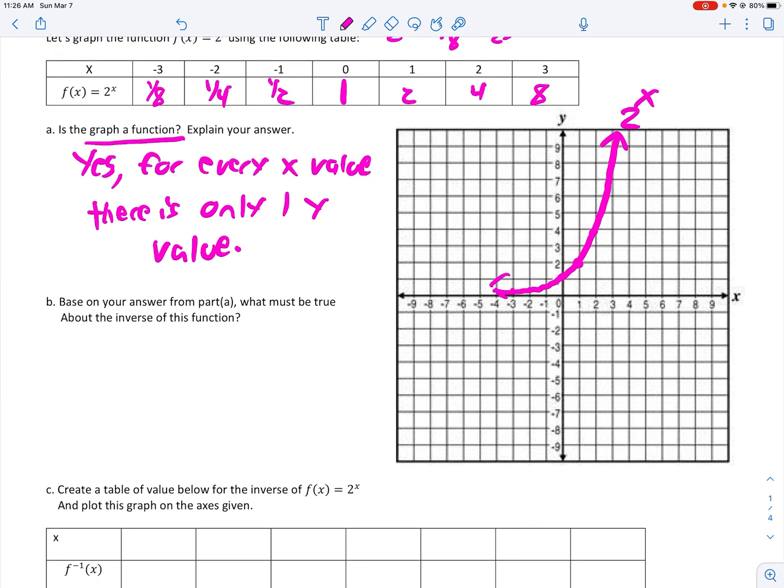So based on your answer from part A, what must be true about the inverse of a function? It is also a function because it passes the horizontal line test. So if you draw a horizontal line, it only intersects one time. That means you have an inverse, and that inverse is going to be a function as well. So this does have an inverse function.